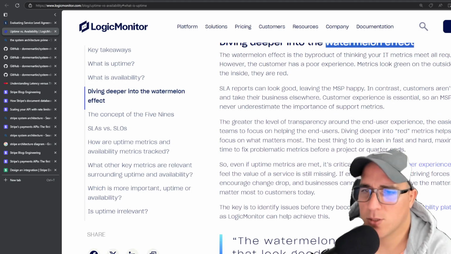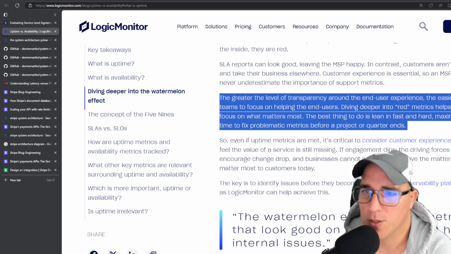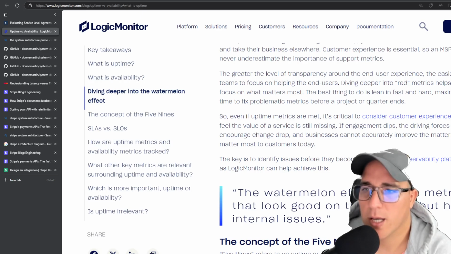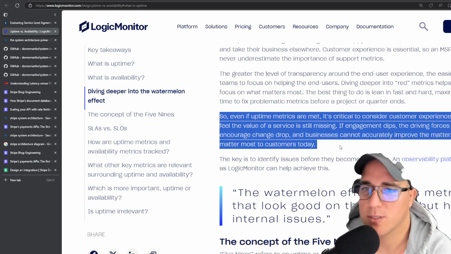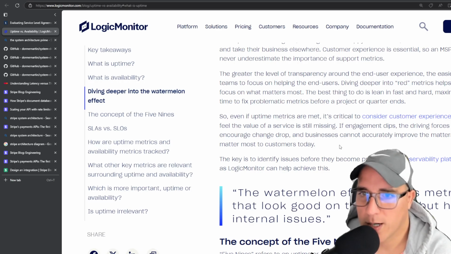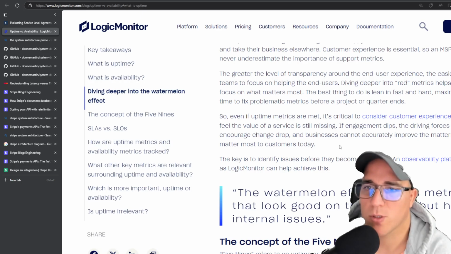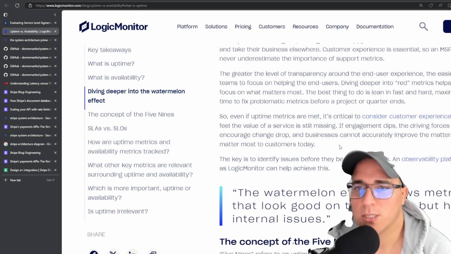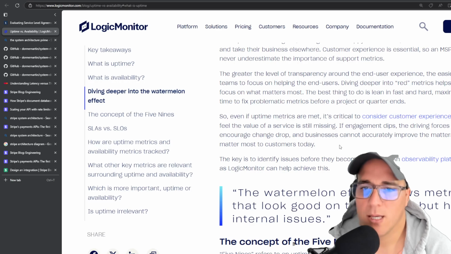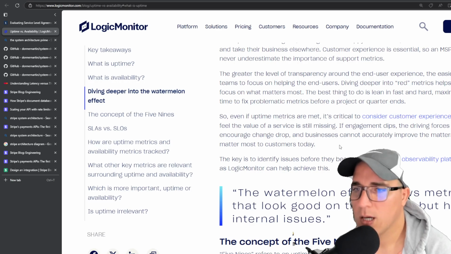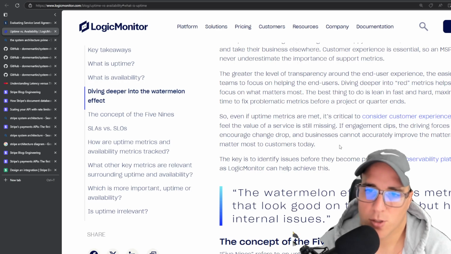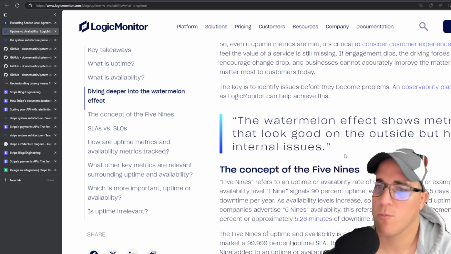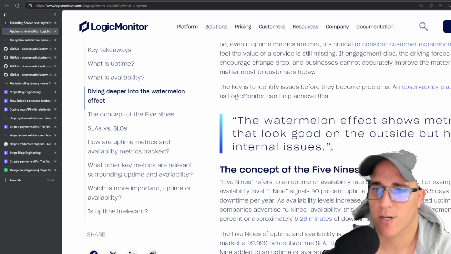Well, I think it was just mentioned about the same thing. It's very important to understand the metrics that we just talked about. Don't take for granted that because you hit a specific target in the past, you will be able to get it in the future. These metrics should be consistently monitored. The key is to identify issues before they become problems, and observability platforms such as LogicMonitor can help achieve this. Of course, this is SaaS. The watermelon effect shows metrics that look good on the outside but hide internal issues.